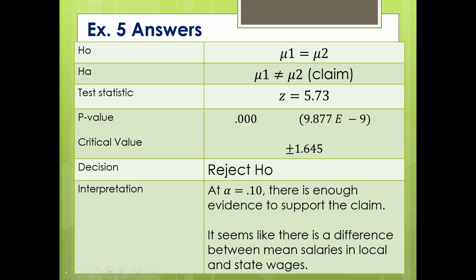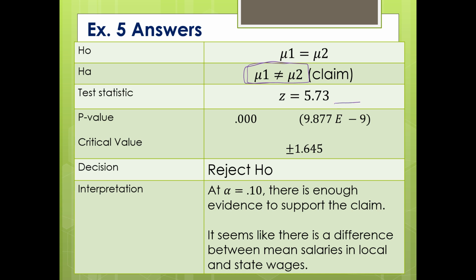All right. So the question was, is there enough evidence to conclude that there is a difference? Okay, so that there is a difference was our claim. Well, again, we don't know if it means one is less than or greater than. We just say there is a difference, okay? So then we have equality as our null. We have non-equality as our alternate. Now our test statistic, our z-score, came out to 5.73. That's a pretty giant z-score, okay?